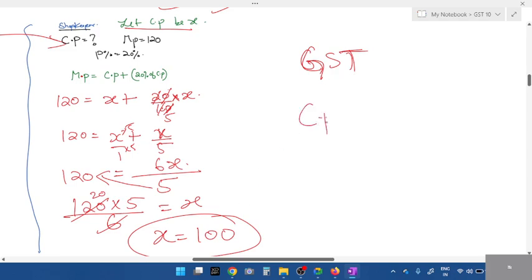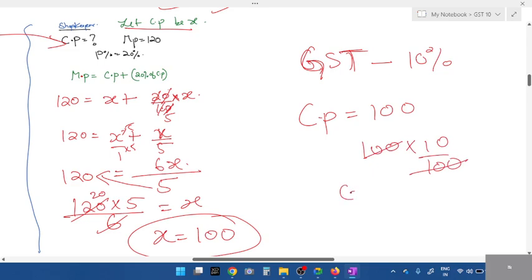So you take cost price is equal to 100. If they tell GST 10%, so if you add GST here, 100 into 10 divided by 100. 100 and 100 get cancelled. The GST amount is equal to rupees 10. This is how you find it. Those who don't know this, you would have learned it in 8th and 9th. But now if you don't know how to solve, you'll get 0.